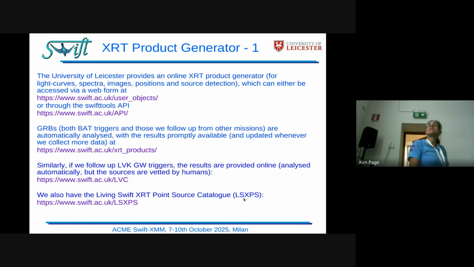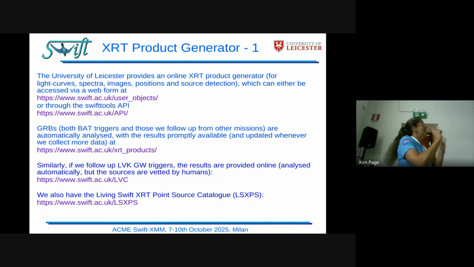The Living Swift XRT Point Source catalogue, a bit of a mouthful if you say it in full. Every observation of Swift in photon counting mode, so that's this two-dimensional imaging we have, is analysed, and we automatically have light curves and spectra built for all these sources. So if you want to have a look, I'll use 3C273 again as an example.